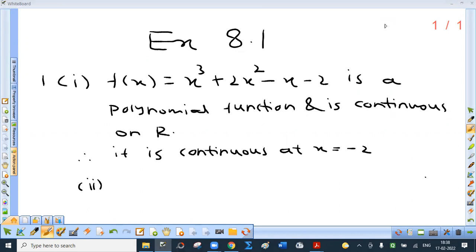See, the logic is simple. We are asked to examine continuity at minus 2, means we have to examine whether the function is defined at minus 2 or not. Yes, it is. See, because what is the type of the given function? It is a polynomial function. A polynomial function is continuous on R. R means the set of real numbers. Is minus 2 real? Yes. Is f of x defined at x equal to minus 2? Yes. So what should be the answer? Function is continuous. It is better if you underline this. Function is continuous at x equal to minus 2.